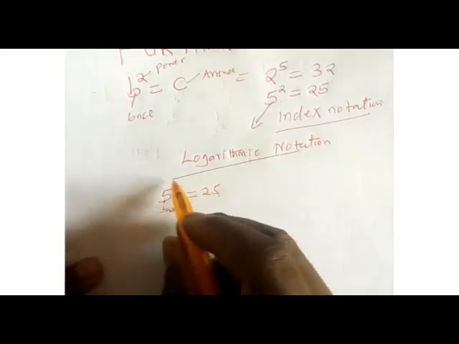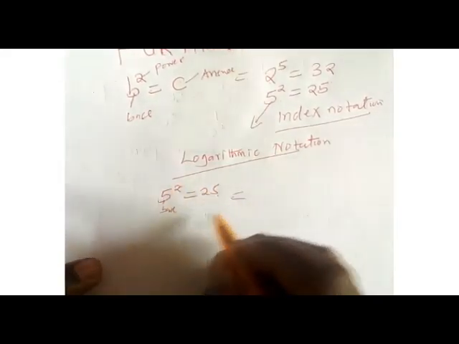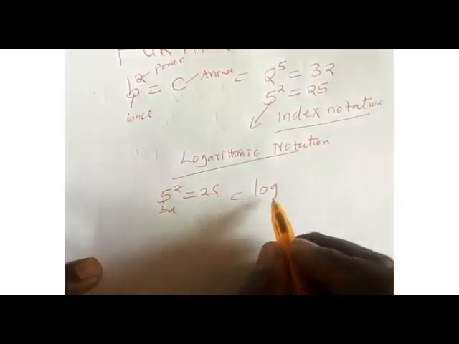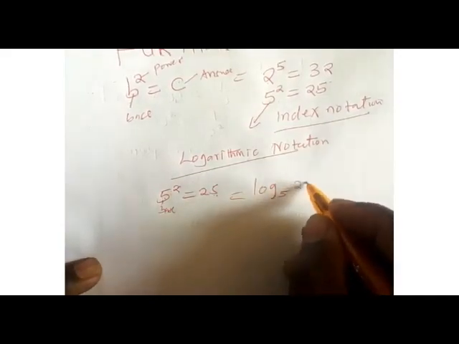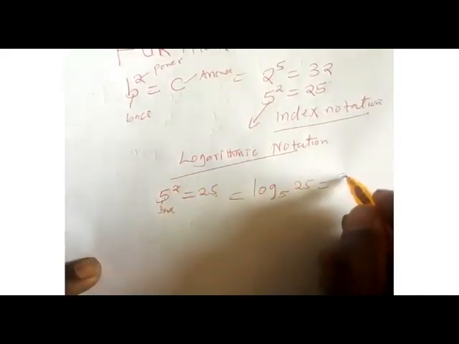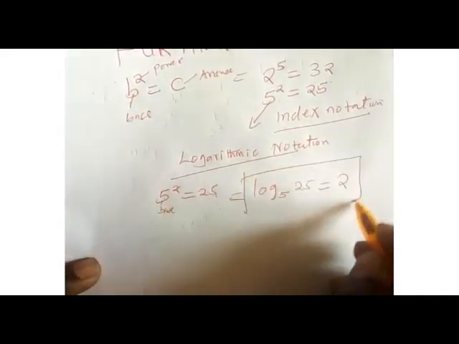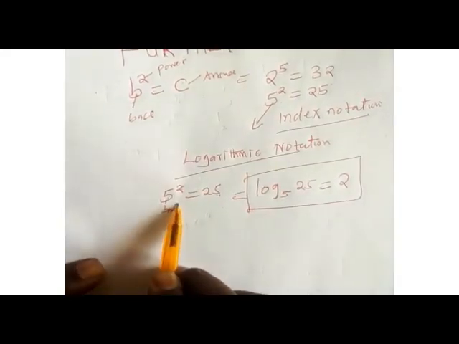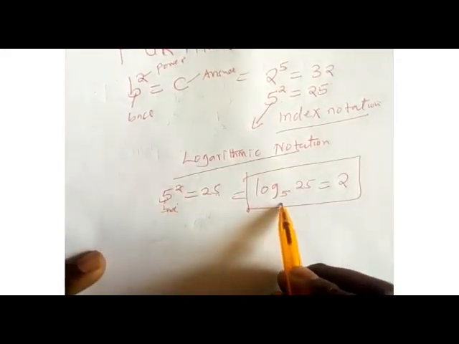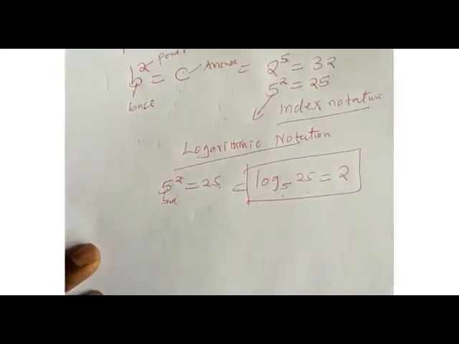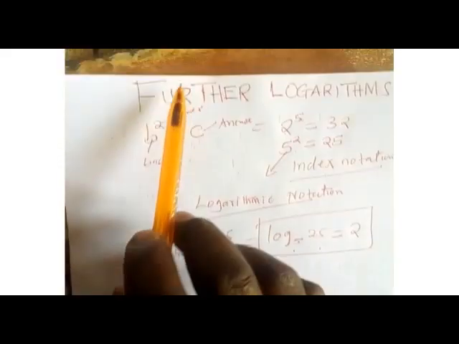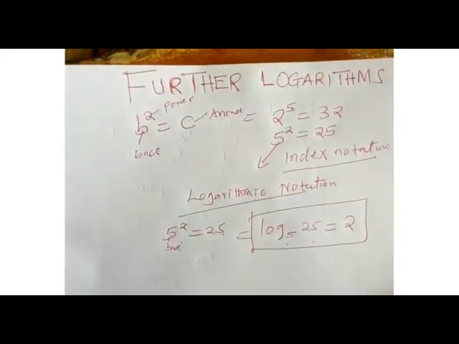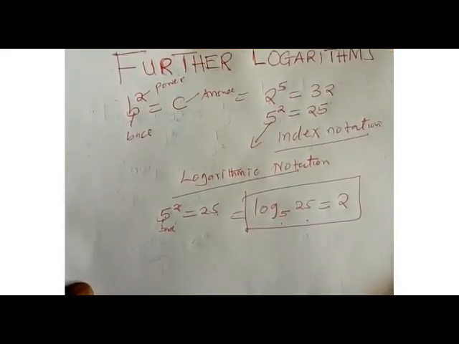So we want to write this one in a logarithm. So we write log base. The base here is 5, and then the answer 25 equal to 2, the power. So now we have converted the index notation to logarithmic notation. This one is very important for us to deal with further logarithms. It is important that you understand this.